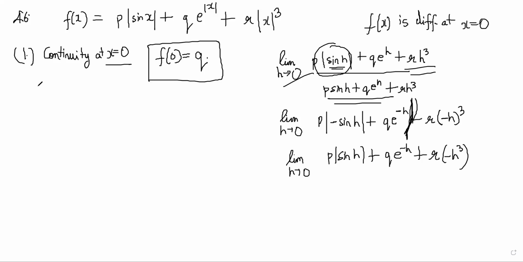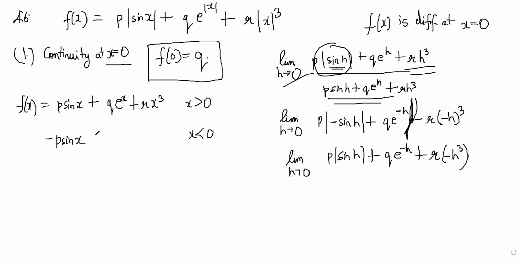Okay. For differentiability, what you can say is the function f(x) for positive x is p sin x plus q e power x plus r x cube, for x greater than 0. For x less than 0, sin x will become negative, so it is minus p sin x, plus q e power minus x, minus r x cube, right?